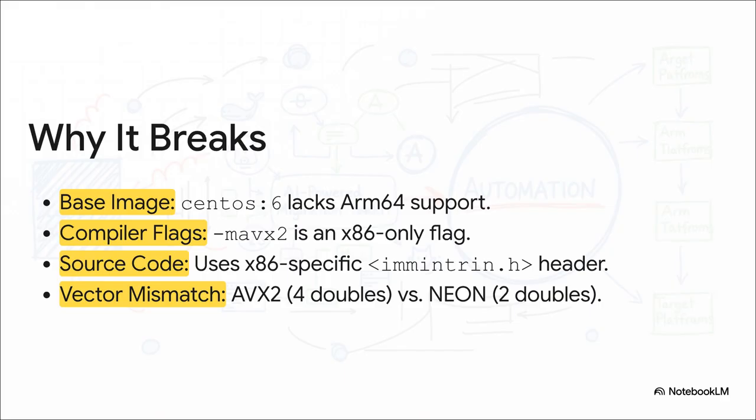I mean, the Docker base image for CentOS 6 doesn't even exist for ARM. The compiler flags are hard-coded for x86. The C++ source code itself is calling Intel-specific functions. And get this, even the core logic, how it processes vectors, is just completely incompatible.